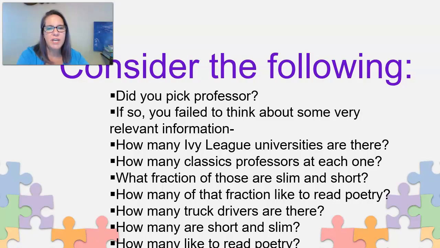What fraction of those 20 are slim and short? Even if it's 17 out of 20. How many of that fraction like to read poetry? Again, maybe it's 16 out of 20. How many truck drivers are there? There's probably 200,000 truck drivers. How many are short and slim? Even if only half of them, that's still 100,000. And then how many like to read poetry? Again, even if it's only half of them, that's 50,000 versus our 16 professors. So that is an example of how a heuristic could lead to errors.